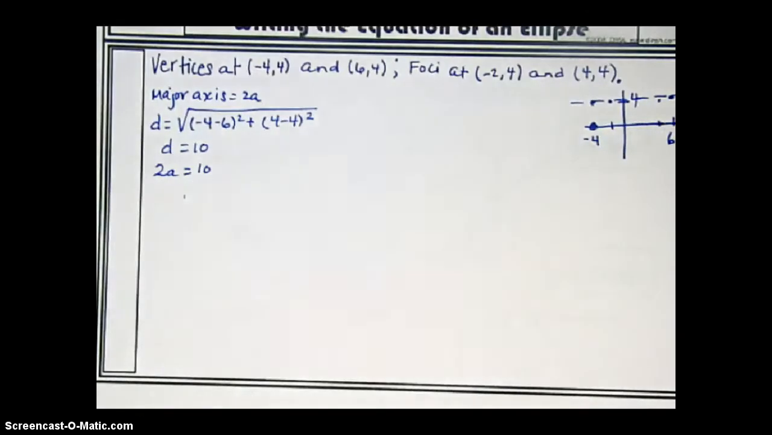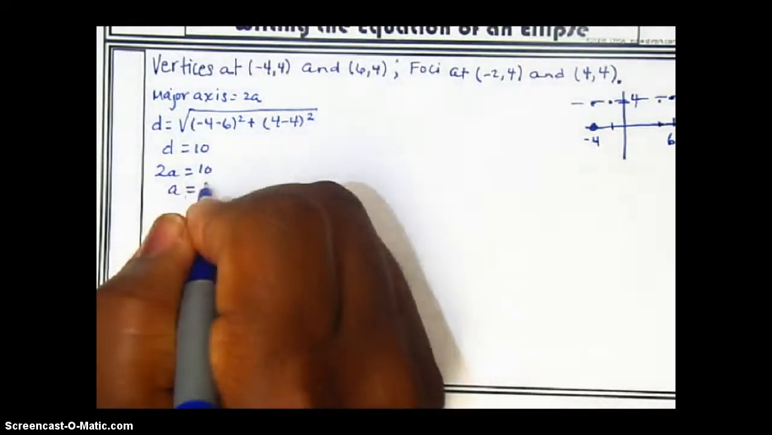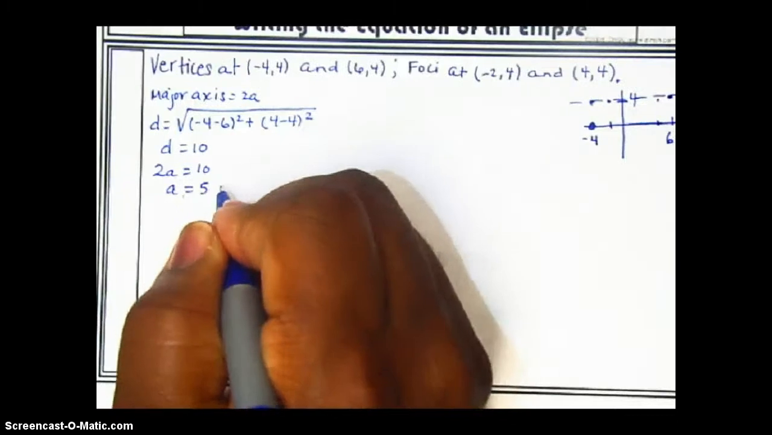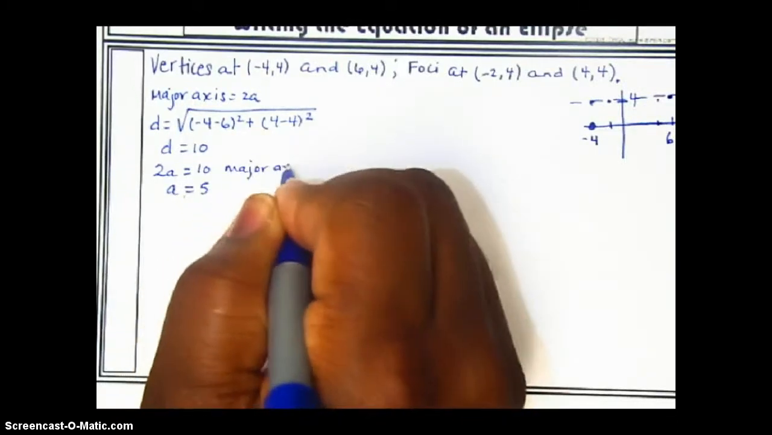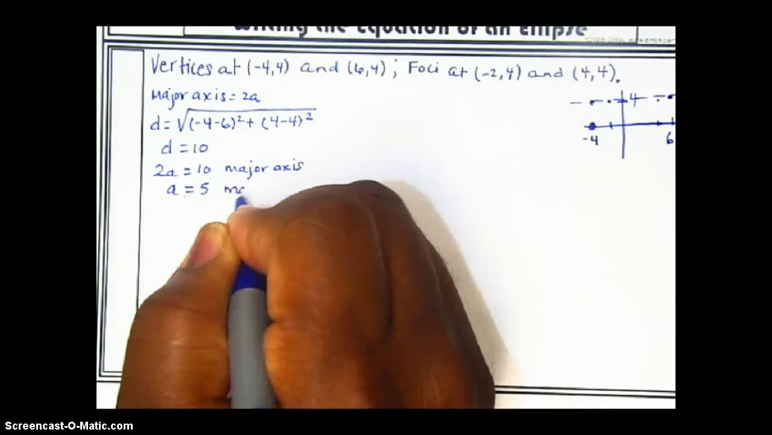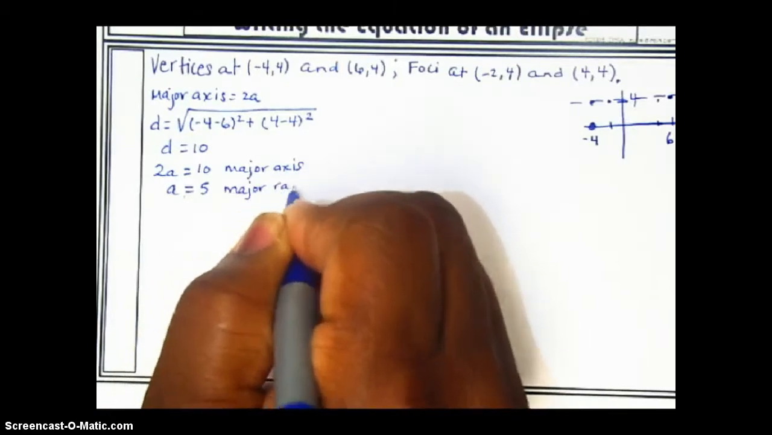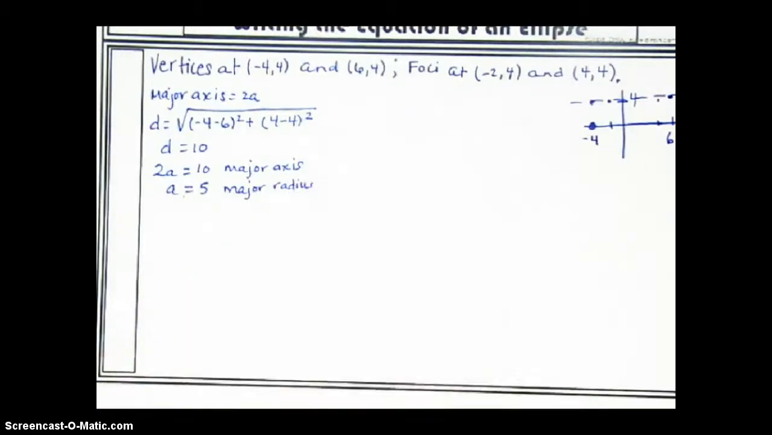If I then solve for a, I'll find that a is 5, and this is the length of the major radius. So 10 is the length of the major axis. A is the length of the major radius, which is half the length of the axis itself.